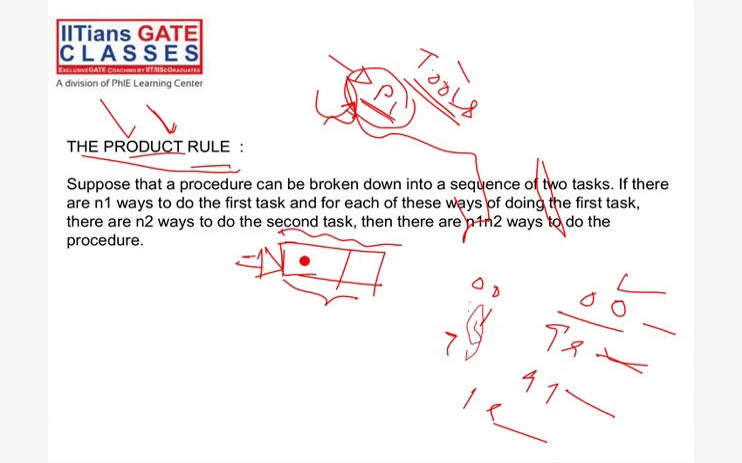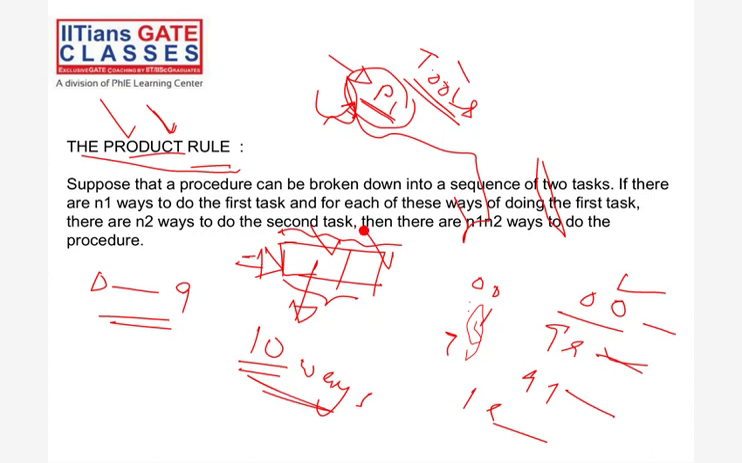To solve this, we can see one thing: if I want to make two digits, I can make this first digit in 10 ways. Why? Because I can put anything from 0 to 9 here. So I can make this first digit in 10 ways.